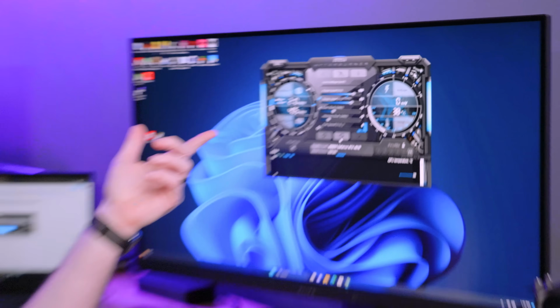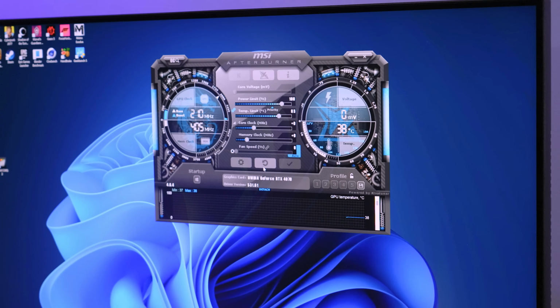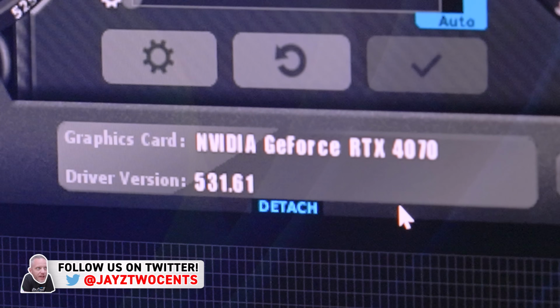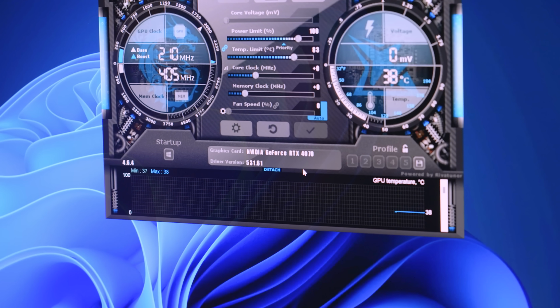So I'll be using MSI Afterburner to do this today. Couple things I wanna note. We are in the latest retail driver. This is 531.61. This is different than the one that was provided to us for testing purposes because it is technically newer.